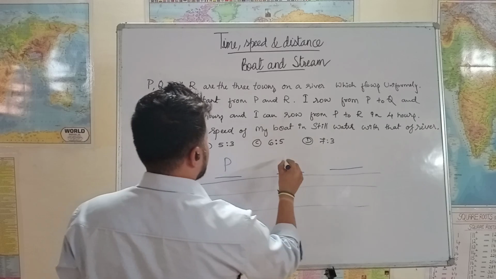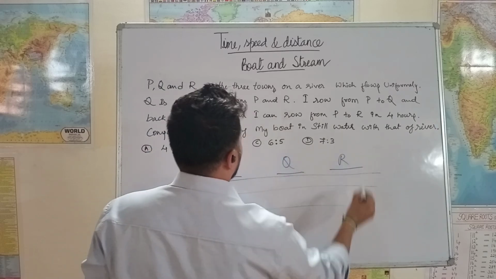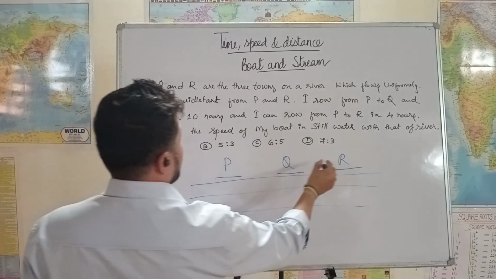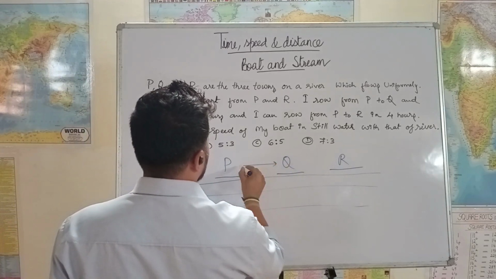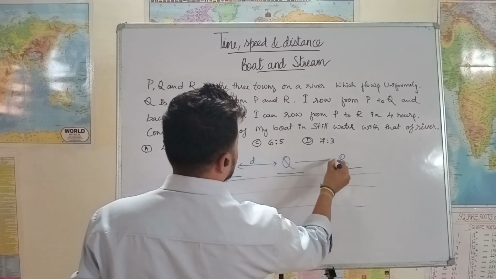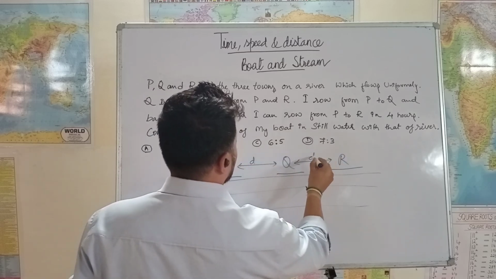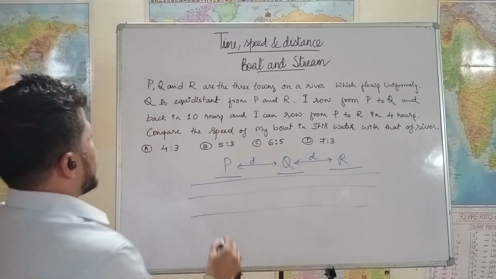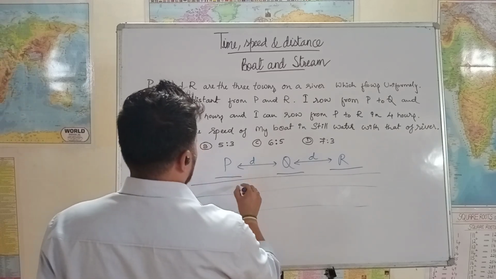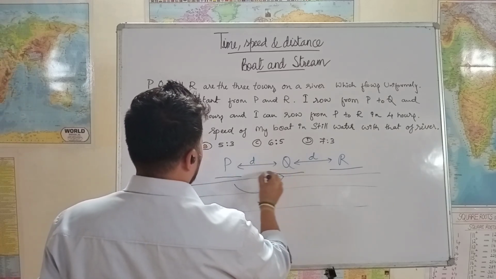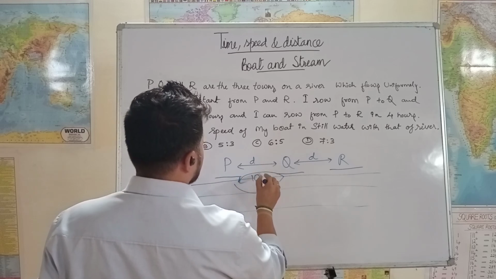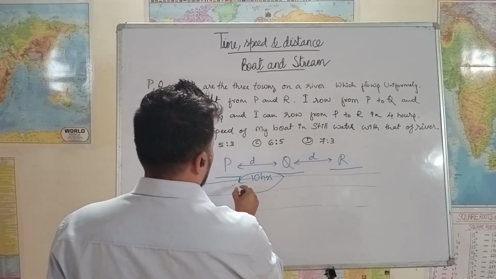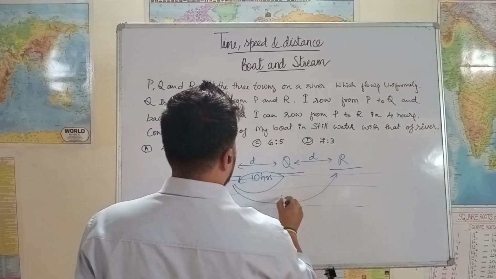This is P, this is Q, and this is R. Q is equidistant from P and R, so the distance between P and Q is d, and the distance between Q and R is also d. Now it is said that I can go from here to here and come back in 10 hours. At the same time, it is also told that I can row from here to here in 4 hours.